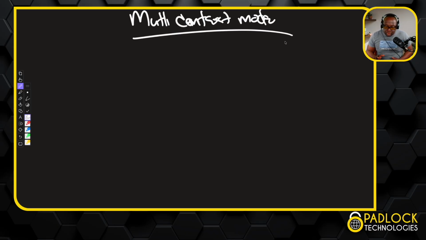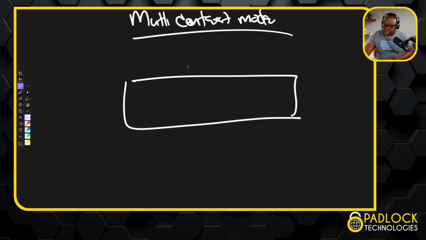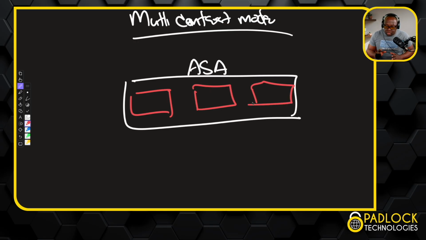What multi-context mode and multi-instance mode is, it allows you to take an ASA, say this is the ASA, and chop it up into virtual ASAs on the same physical hardware. They're going to have the same physical hardware, but they're going to be chopped up into virtual firewalls. If you're on Fortinet, this is a VDOM, virtual domain. I did a video on the FMC; you can do domains on the FMC. If you are on a Palo Alto, these are your virtual systems, stuff like that.